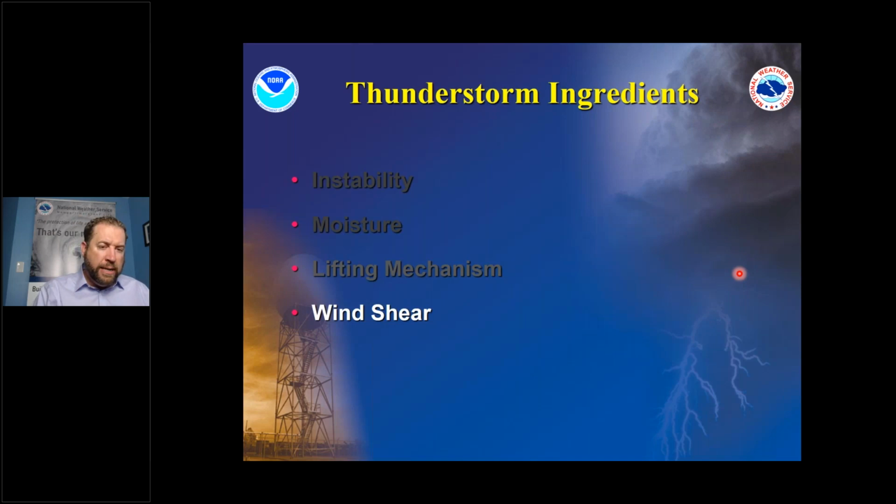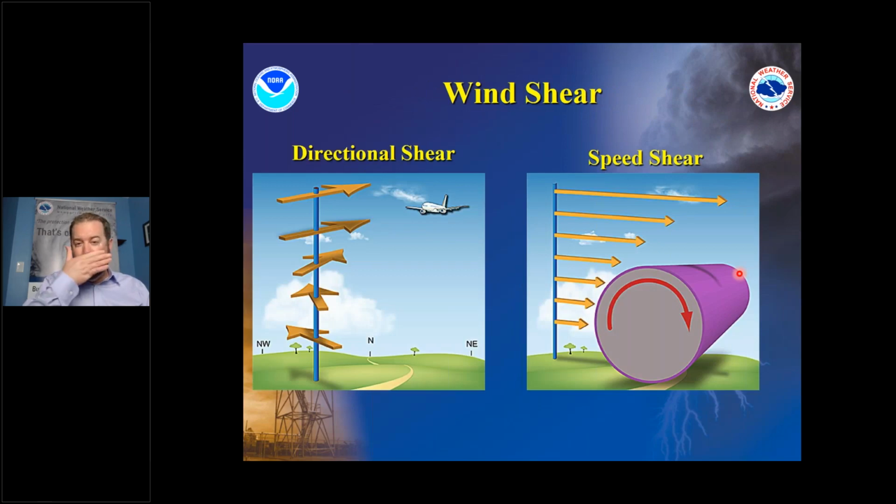So we talked about instability, we've talked about moisture and lift. If you have those three ingredients, that is enough for thunderstorms. This is the advanced class. So we're going to throw in a fourth ingredient, wind shear. You don't have to have wind shear for a thunderstorm. You want wind shear for a severe thunderstorm, and that's why we want to talk about it during this class.